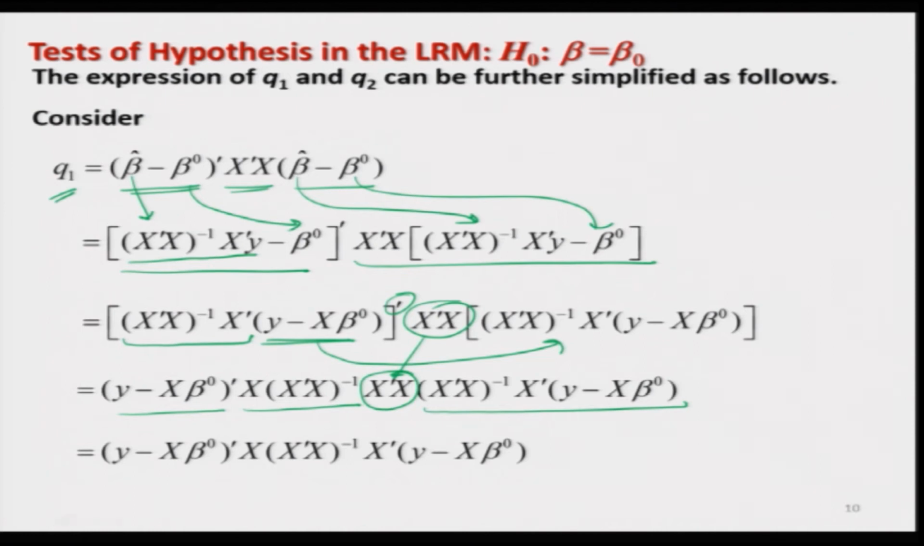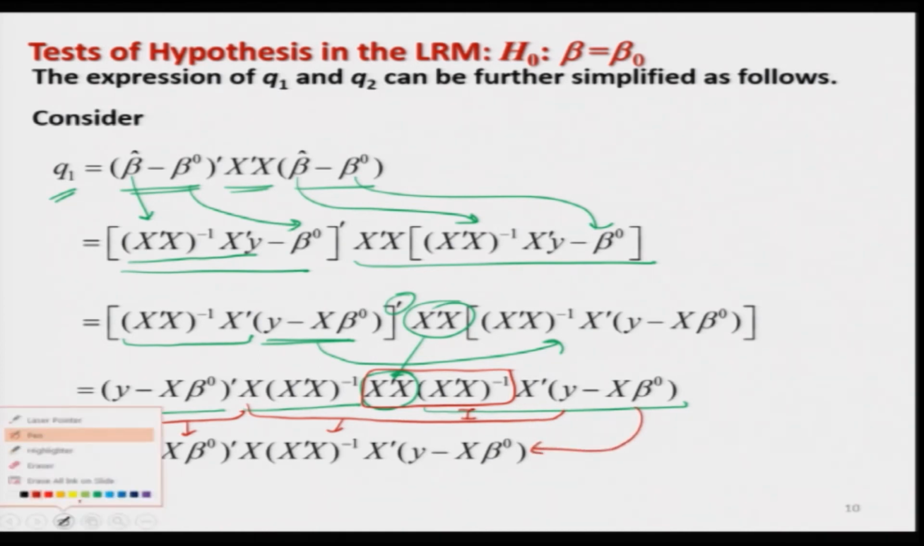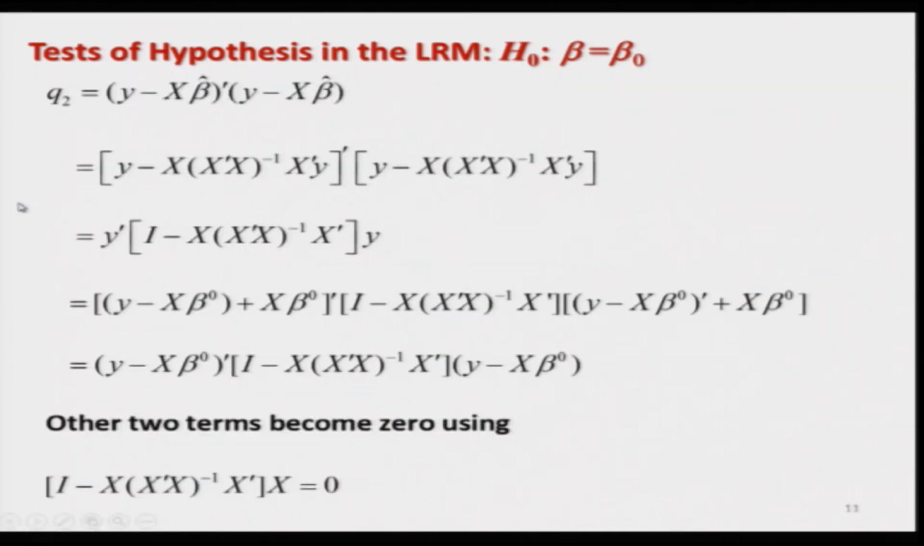And now if you see what is happening, this x transpose x into x transpose x whole inverse is becoming I, the identity matrix. So, I can write this quantity y minus x beta naught is coming here, this quantity x into x transpose x whole inverse into x is coming here, and then this quantity y minus x beta naught is coming here. So, now we have simplified it. I will explain why I am doing it after I simplify Q2 also, right. Similarly, I try to simplify Q2 also.